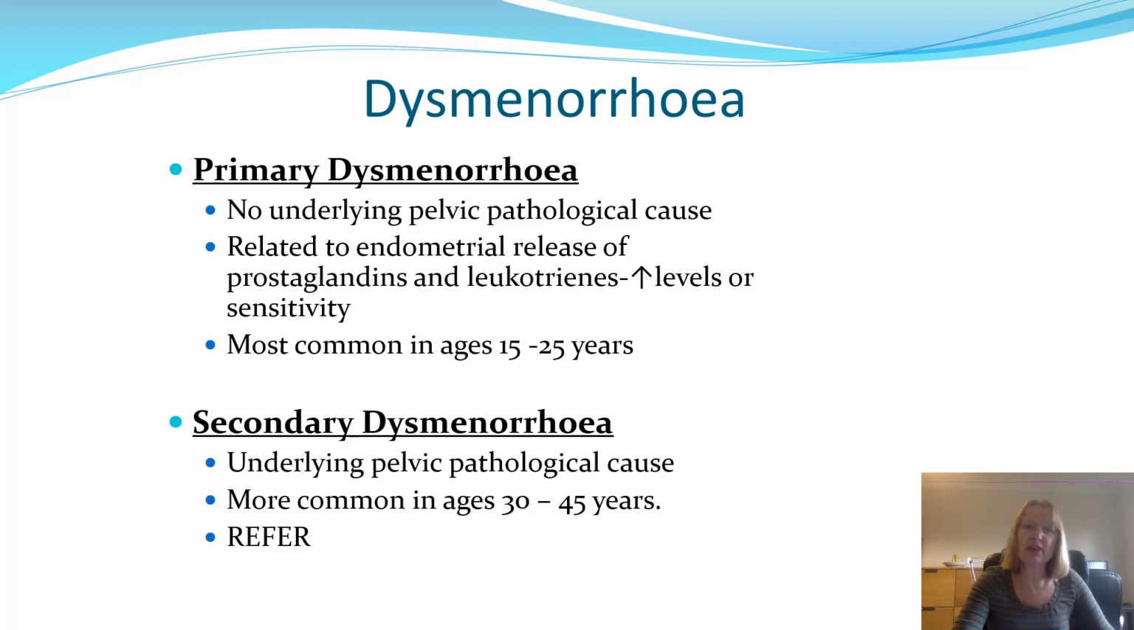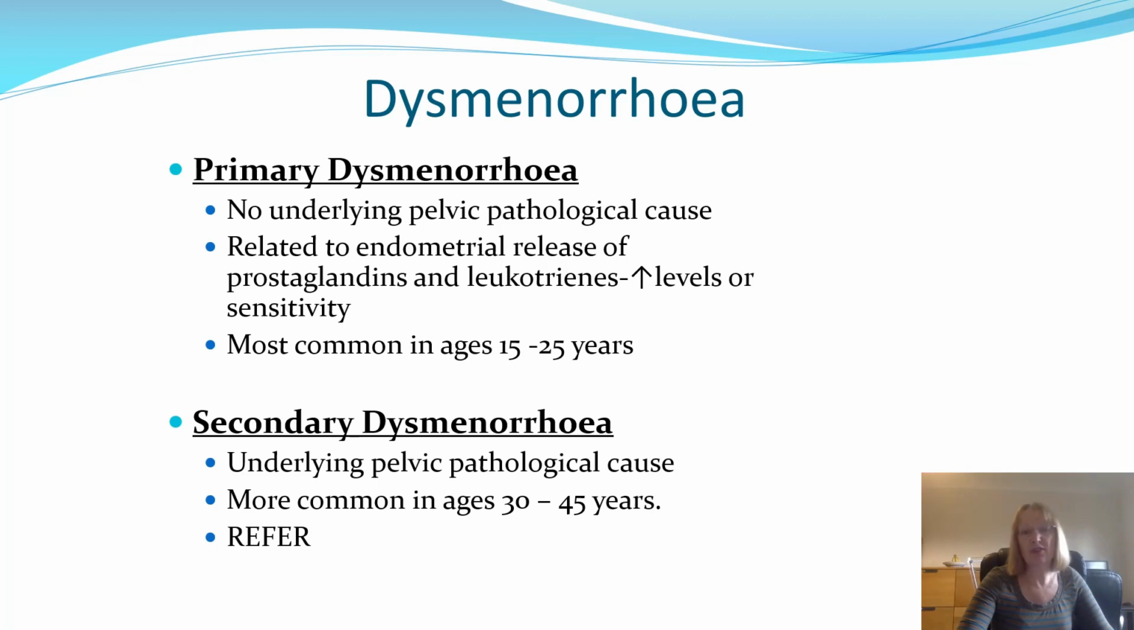So primary dysmenorrhea is where there's no underlying pelvic pathological cause. It's basically a normal part of going through the menstrual cycle, and it's related to the endometrial release of prostaglandins and leukotrienes, and this is a normal part of the cycle. Levels are increased, and people that end up with dysmenorrhea are probably more sensitive. So it's very common in people aged sort of 15 up to 25 years old. As I said before, it usually starts within the first year of the menstrual cycle and can continue for a decade or so thereafter for people that suffer from it.